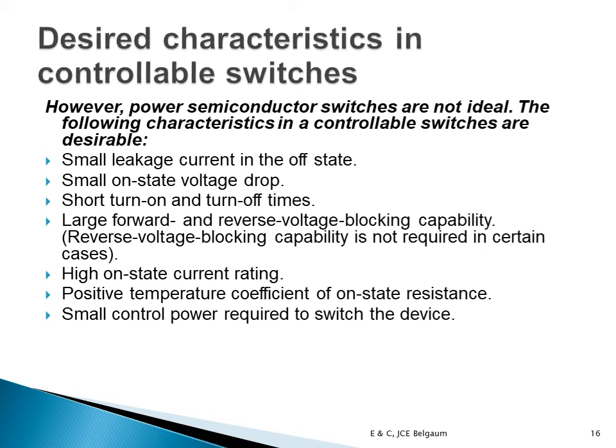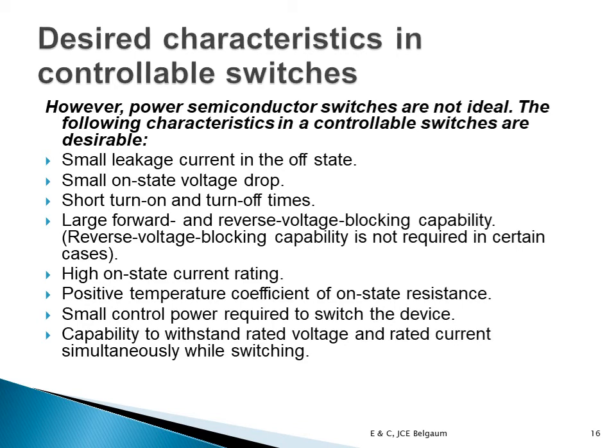Small control power required to switch the device. Same thing, the power I give to the gate should be as small as possible. If I'm operating a 100 volt, 10 ampere switch, then the gate which I use to control that switch should work on 1 volt itself. So that is basically low power. The control will always be at a very low power compared to the load power, that is the current flowing between anode and cathode. Then its capability to withstand rated voltage and rated current simultaneously while switching.